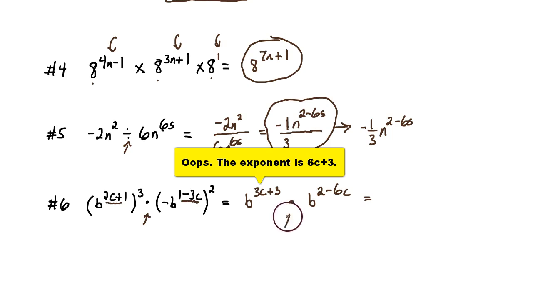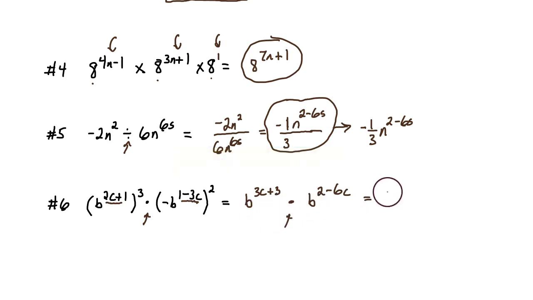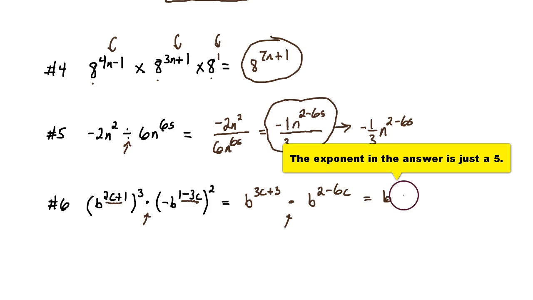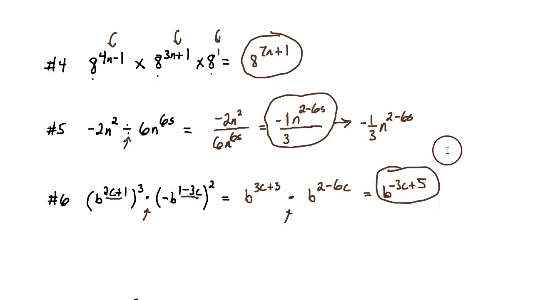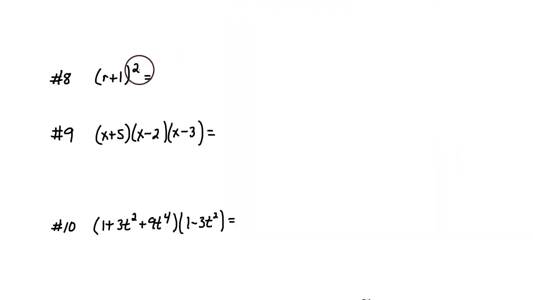Now we can do our multiplying. They both have the same base, so the rule is to keep the base and add the exponents. 3c plus negative 6c is negative 3c. And a 3 plus a 2 makes a positive 5. So here is that answer. Number 8, we want to square the binomial. The fast way is to square the first term, double the product of the 2 terms, and square the last term.